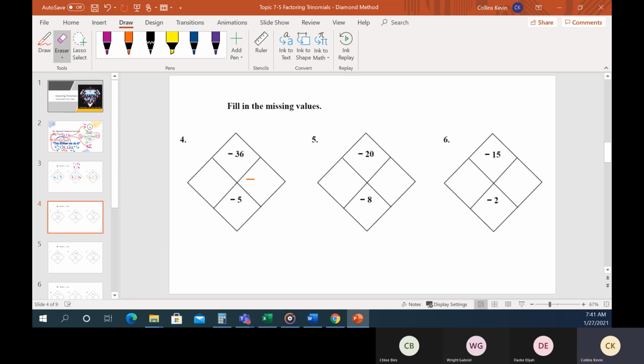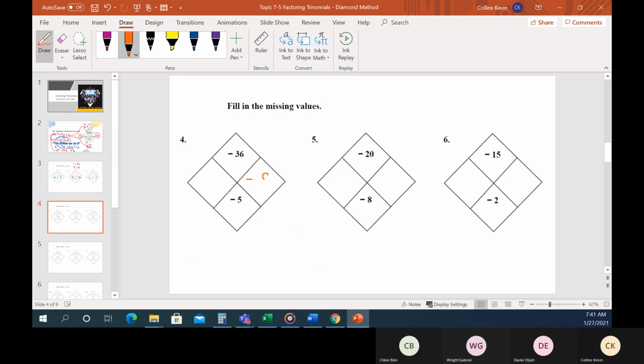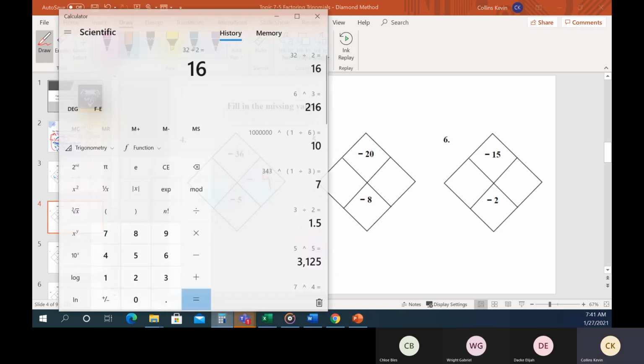This is where those times tables are coming in. So negative 9, okay. Let's try negative 9. All right, if this guy's negative 9, what's our other guy? So 9 times what gives you 36? So this is where a calculator might come in handy.